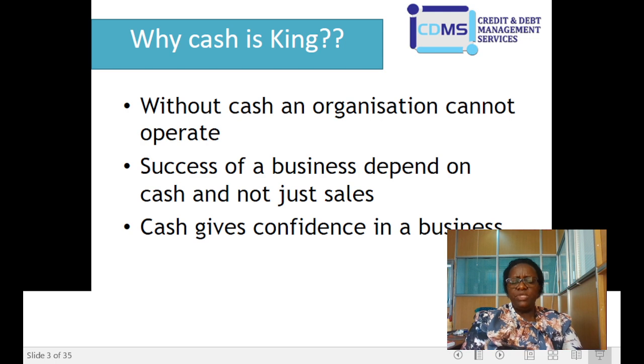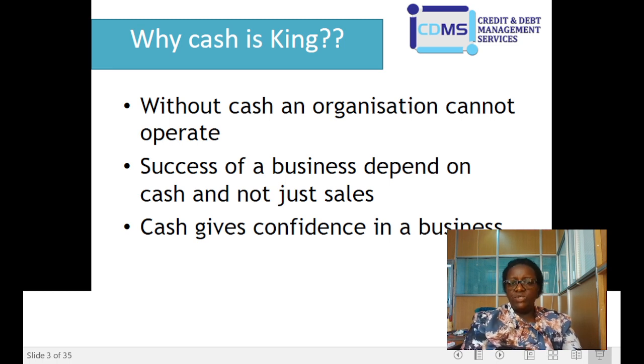One thing is for sure, and it is known: what has made many businesses fail or go under is lack of cash. So when you're not collecting from your customers, you're likely to end up having what we call a cash crunch. You're going to have a challenge with your finances as far as running the business is concerned.